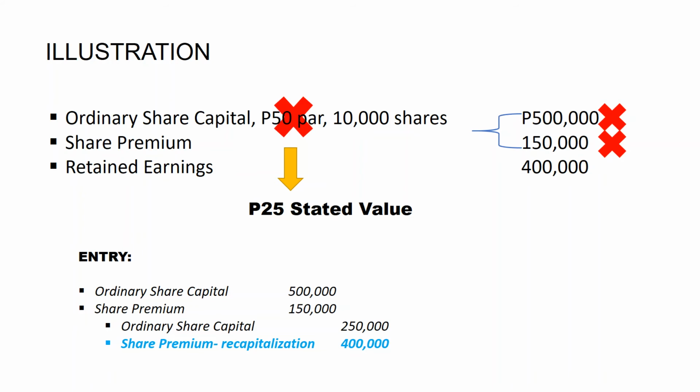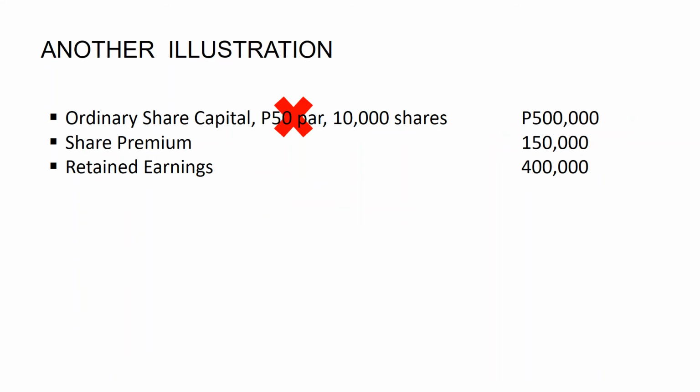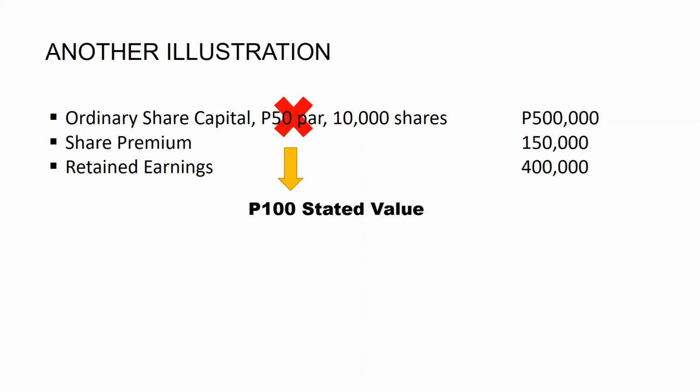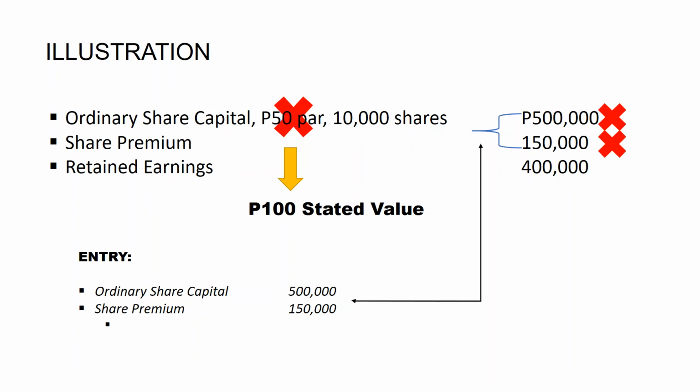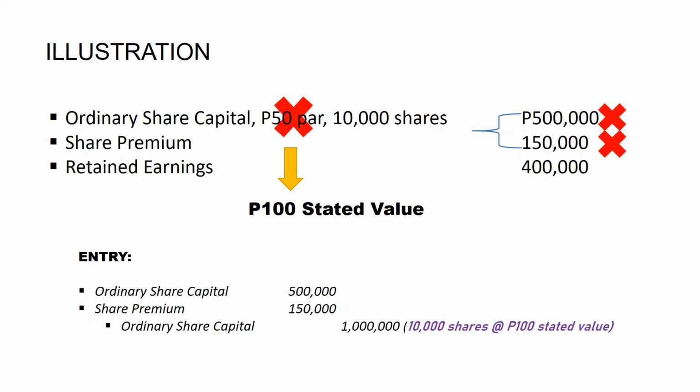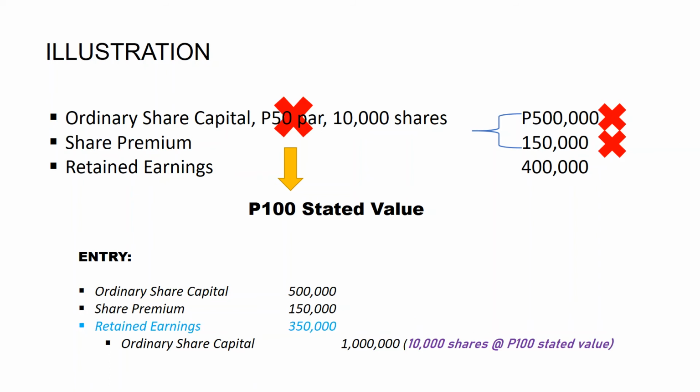Another illustration, we cancel the 50 par value shares of 10,000 shares into 10,000 shares with 100 stated value. Again, we cancel the ordinary share capital and share premium by debiting both accounts. We credit ordinary share capital, 10,000 shares at 100 stated value amounting to 1 million. Note that if the stated value of the new shares is more than the original issue price of the par value share, the difference is charged to retained earnings. In this case, we debit retained earnings 350,000.